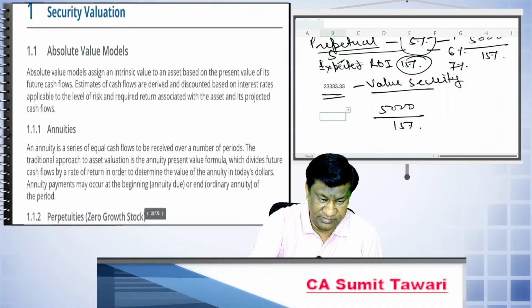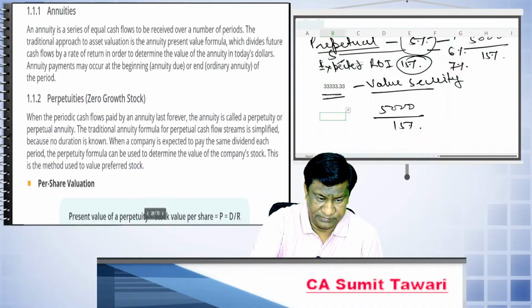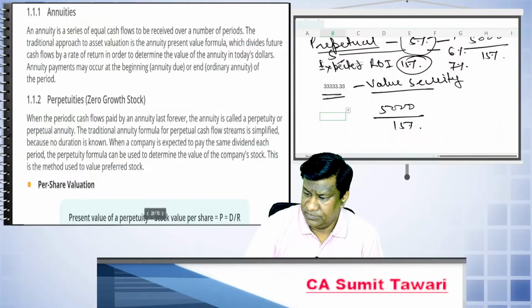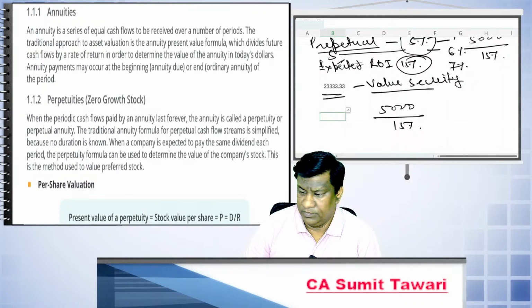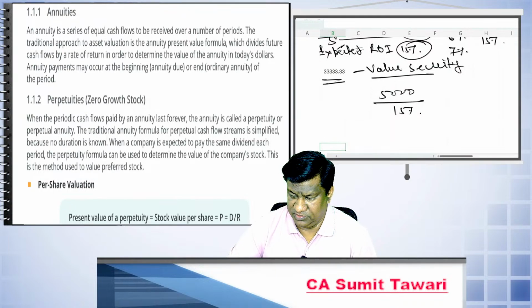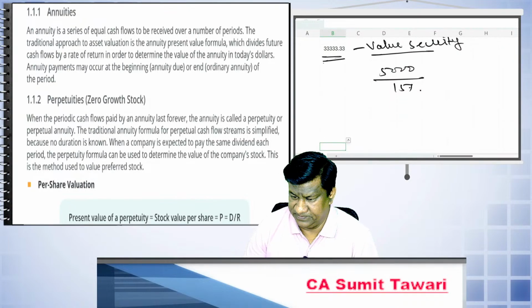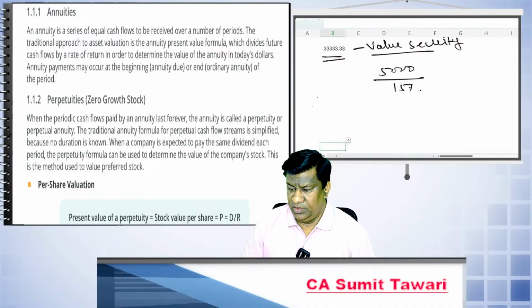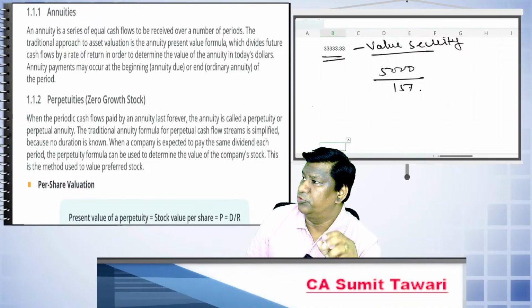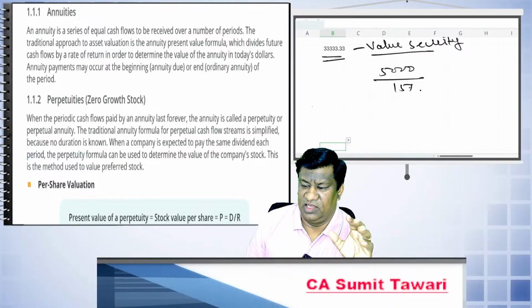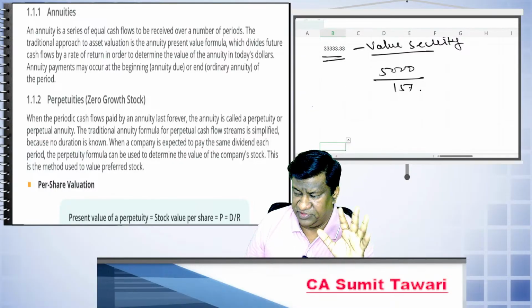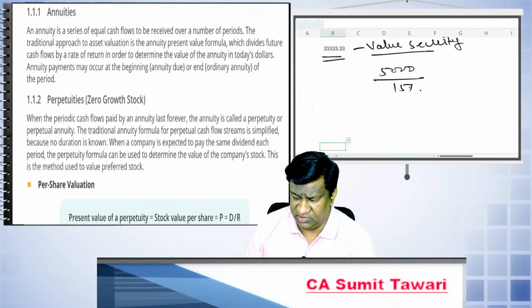Any doubt here? Okay, then we just skip one concept. Discounting: how to calculate the discounting factor? Is everyone aware, or should I give a detailed explanation on it?